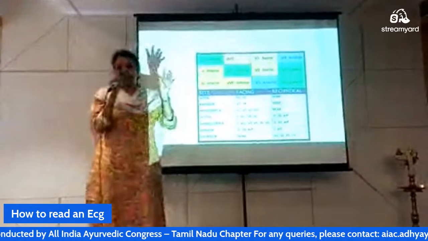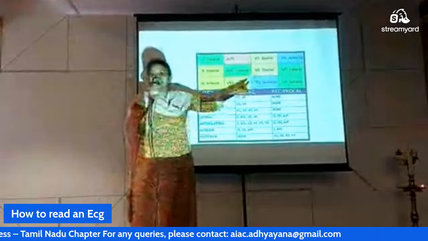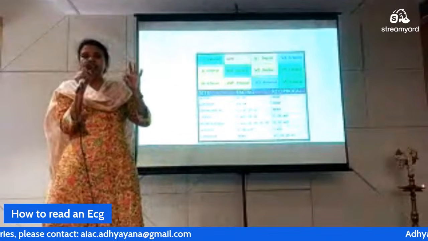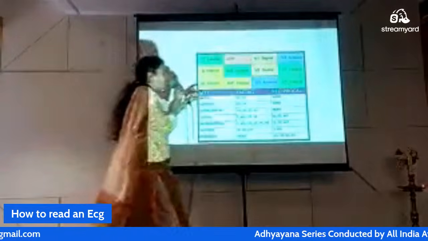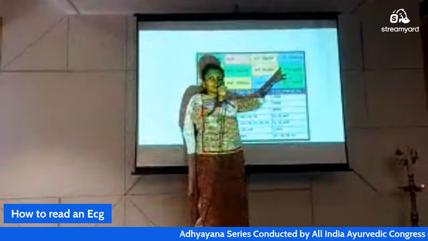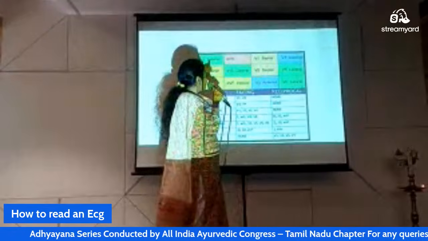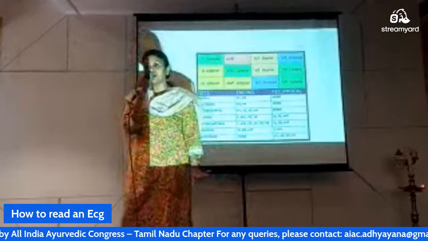ST segment elevation in lead 2, lead 3, aVF, in limb leads. I show you the picture, then only you will be recognizing. Then it is called an inferior wall myocardial infarction. Next, if you have ST segment elevation in V3 and V4, it is anterior wall myocardial infarction. If you get ST elevation in 1, aVL, V5, V6, it is a lateral wall myocardial infarction.